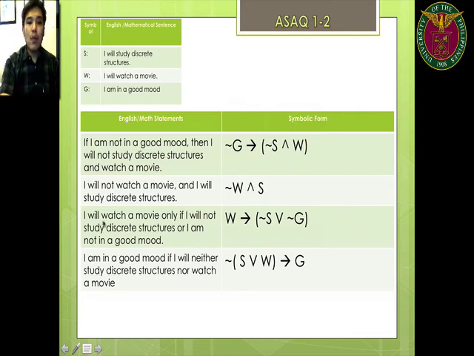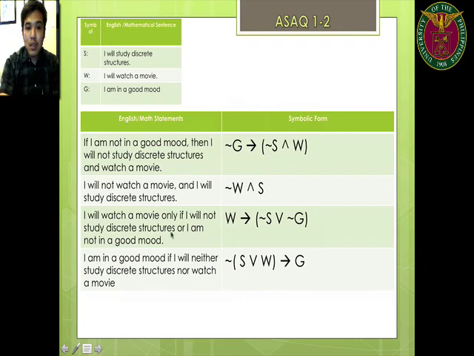The third example, I will watch a movie only if I will not study discrete structures or I am not in a good mood. So first is I will watch a movie, so that's W. And then we can see this keyword only if. We know that only if will be succeeded by a necessary condition. And if it's a necessary condition, then it will become the consequence. So the consequence will be at the right side of the implication, and we can now convert them into symbols.